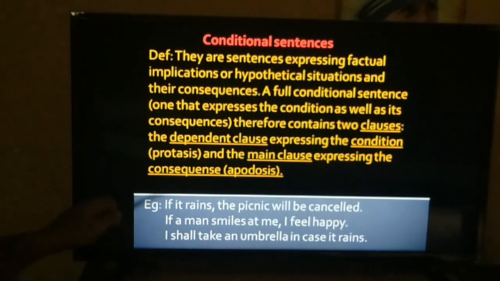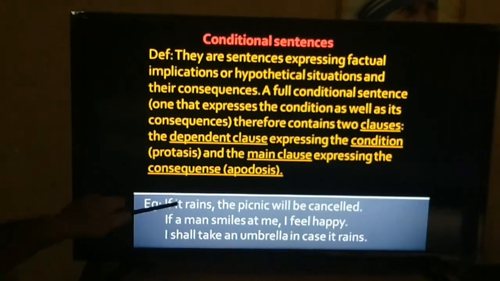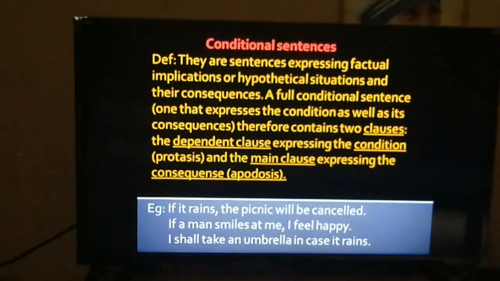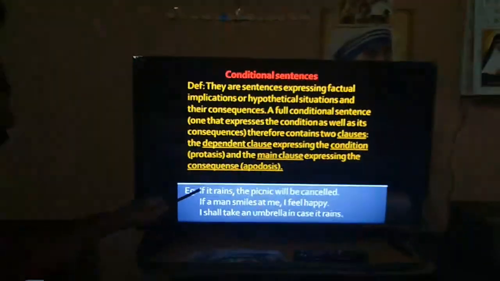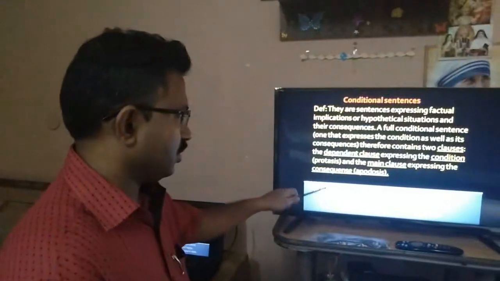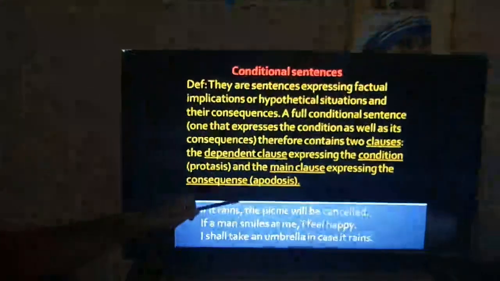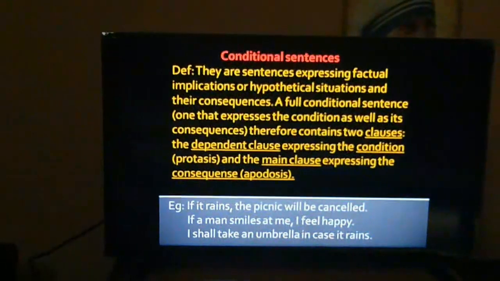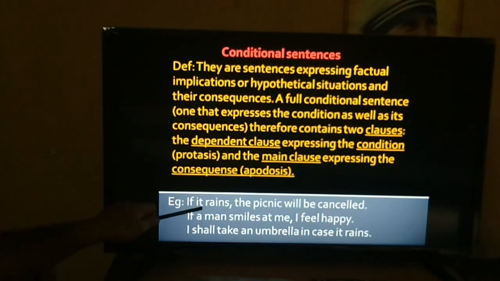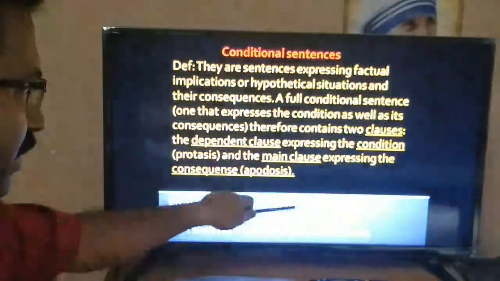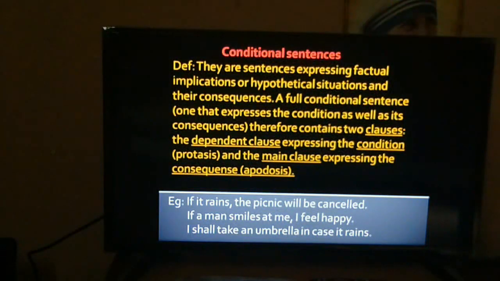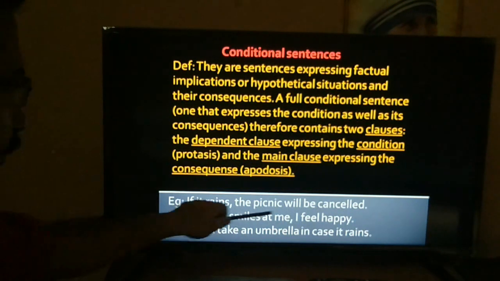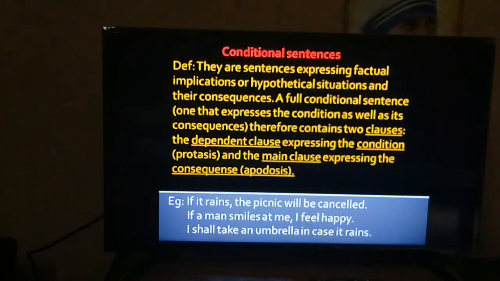When you analyze these sentences, what are the specialities we find? See here in the first sentence, if it rains, a comma is there. We start with the dependent clause, the if clause, so after that a comma is necessary. Here the tense used is simple present. The picnic will be cancelled: here we have the use of will be, so future. If a man smiles at me, I feel happy: here both are in simple present.